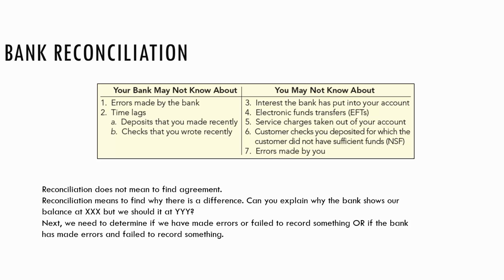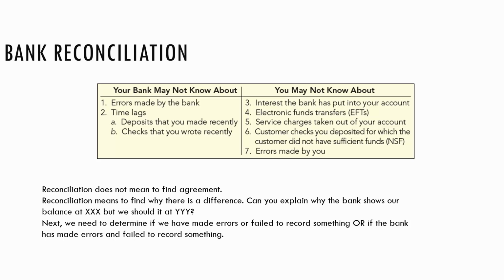So a bank reconciliation does not mean we have to find an agreement. It means we need to find the differences between the numbers. We need to explain why the bank shows a certain balance but why we show another balance. Is it because one of us made a mistake?